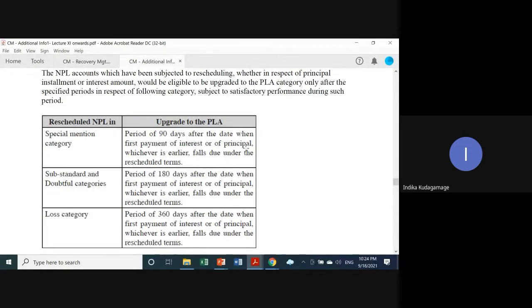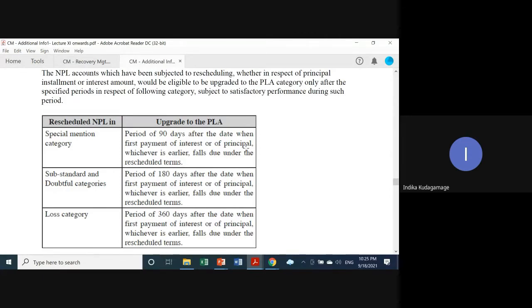Specially mentioned 3 months, substandard 6 months, doubtful 6 months. Loss category, it is 1 year that the customer needs to pay regularly, right? Otherwise, you can't reclassify them out of NPL.